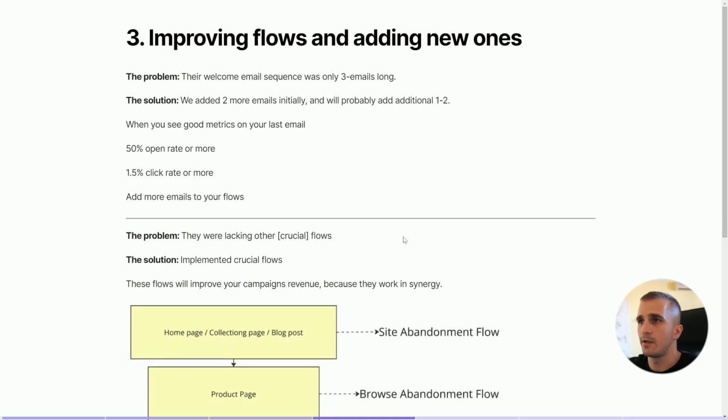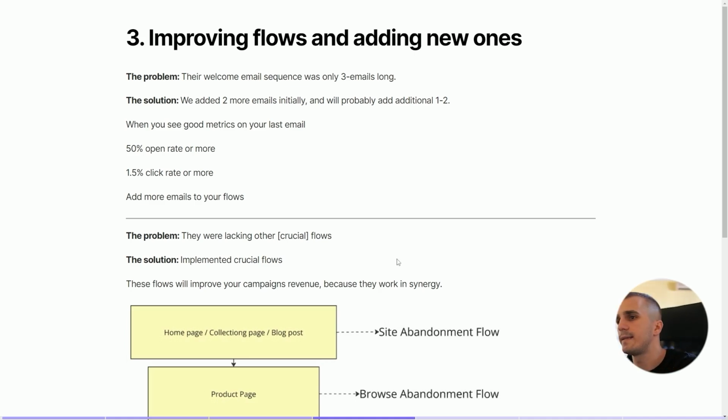So the next thing that we have done here is that we have improved flows and added new ones. The problem was that their welcome email sequence was only 3 emails long, and we have added 2 more emails. When you see good metrics on your last email, like for example over 50% open rate, 1.5% click rate or more, you want to add more emails to that flow because that's just missed opportunities if you don't send. If you have good metrics and low negative metrics, it means that people are enjoying your emails. So there's really no need not to monetize that and get more money from your flows and email marketing revenue.